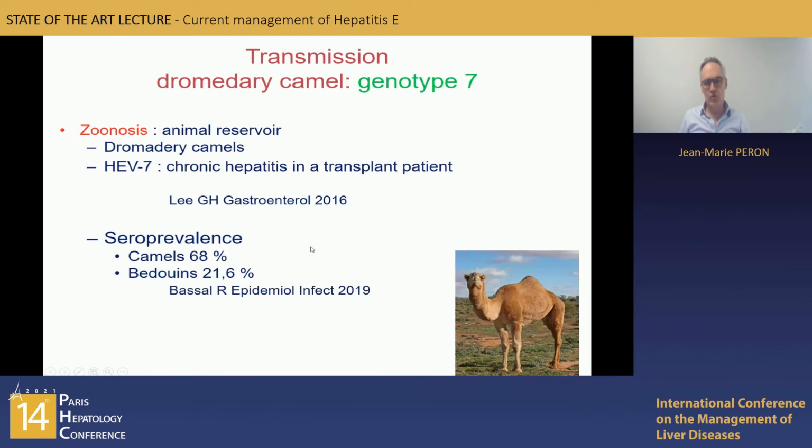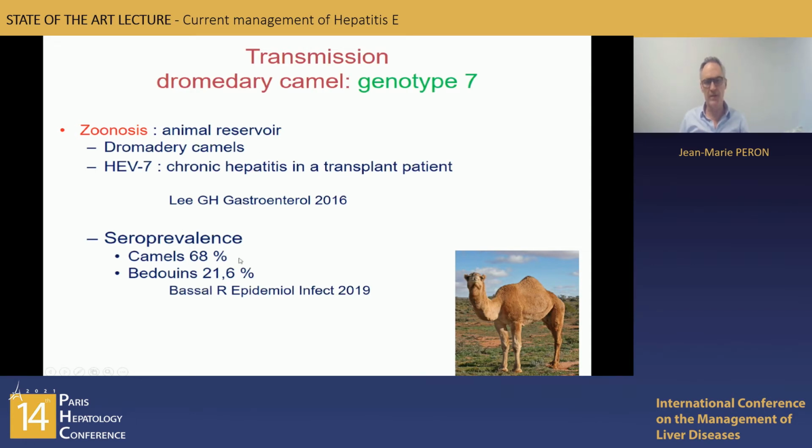A new zoonosis, a new animal reservoir has recently been described. It's the camel with genotype 7, and there are case reports of infection of patients with HEV from the camel. It's either eating camel meat or drinking camel milk. So that's a risk of infection and chronic hepatitis if the patient, for example, is a transplant patient.